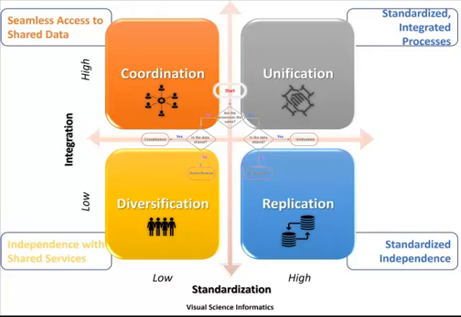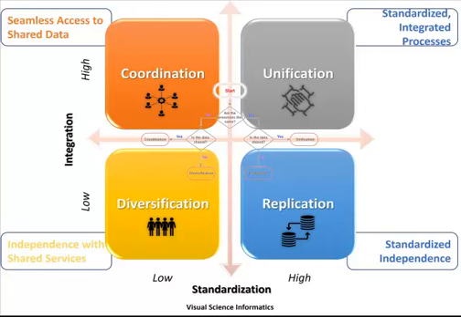Okay, so how do we visualize these different models? Imagine a graph. Okay, a graph, got it. One axis is integration, how easily data flows. I see. And the other axis is standardization. Okay. And each operating model falls somewhere on this graph. Got it.